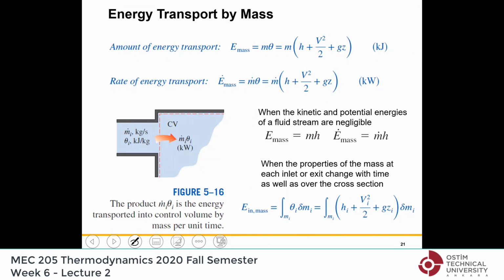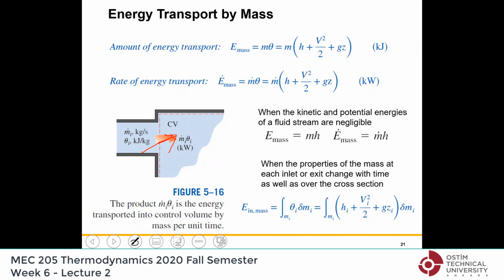Okay, so energy transport by mass. Now remember, in the energy balance, we have energy in, energy out, right? And they can be by heat, by work, and by mass. In chapter 4, we did not have any mass crossing the system boundary, but now in chapter 5, we have mass crossing the system boundary. Therefore, when mass enters a system, obviously energy enters because mass has energy. How do we account for it?